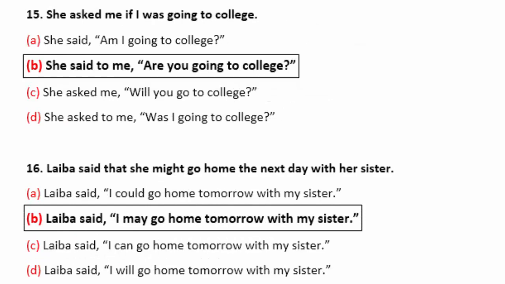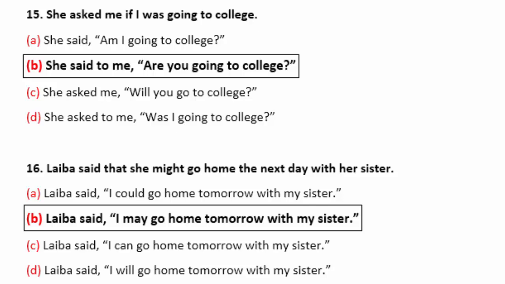Sentence number 15. She asked me if I was going to college. Option number B is correct. She said to me, are you going to college? As you can see in the sentence number 15, she asked me if I was going to college. This is an indirect sentence and we are using if here, which means this should be an interrogative sentence in direct sentence. So you can see here, she said to me in option B, are you going to college?